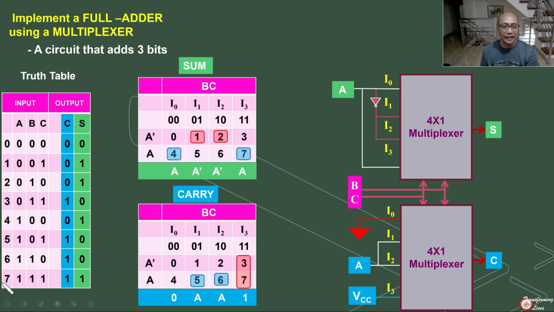Is that correct? Let's try another. That is 7, 1, 1, 1. So BC will be 1, 1. Selected will be I3. It's connected to VCC, therefore this is equal to 1. I3 is connected to A, and since A is also 1, this will also be equal to 1. The sum and the carry is equal to 1, 1. Again, try to simulate the other inputs to check whether our circuit is functioning or designed properly.